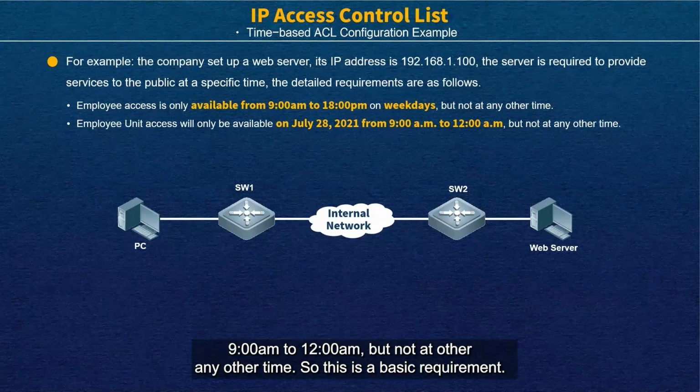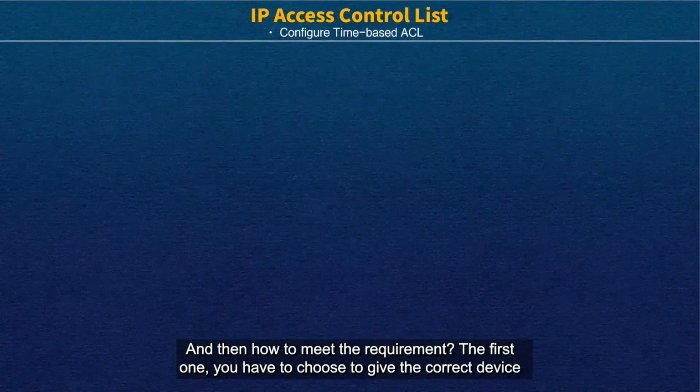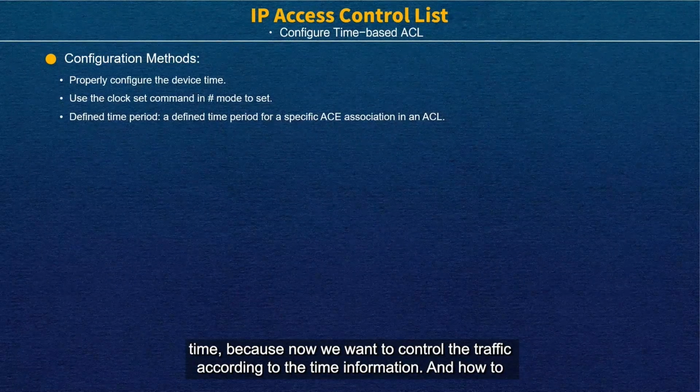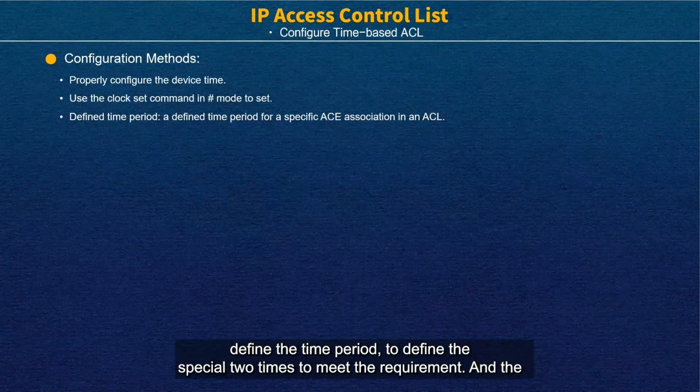So this is a basic requirement. And then how to meet the requirement? The first one, you have to give the correct device time, because now we want to control the traffic according to the time information. And to set the time, you have to go to the key point mode to give the correct time, and then you have to define the time period, to define two special times to meet the requirement.